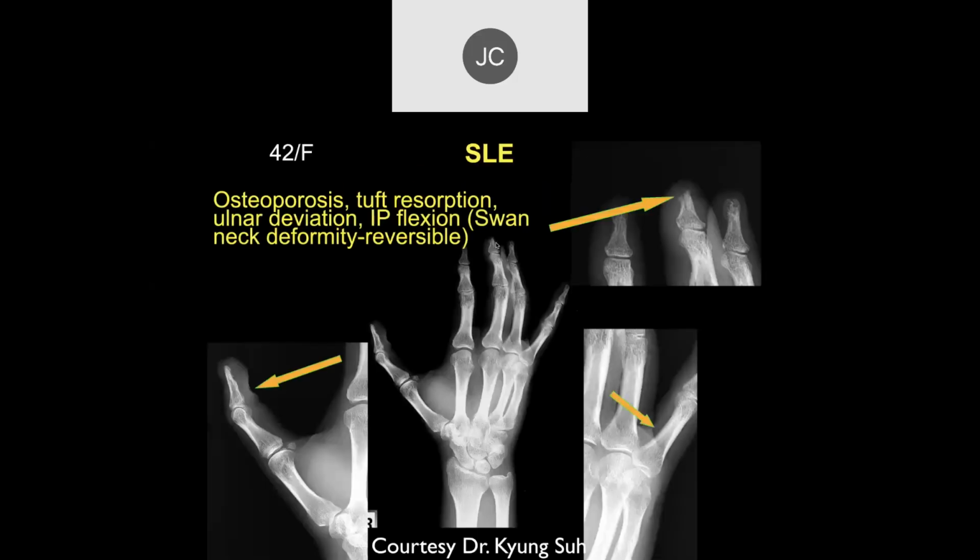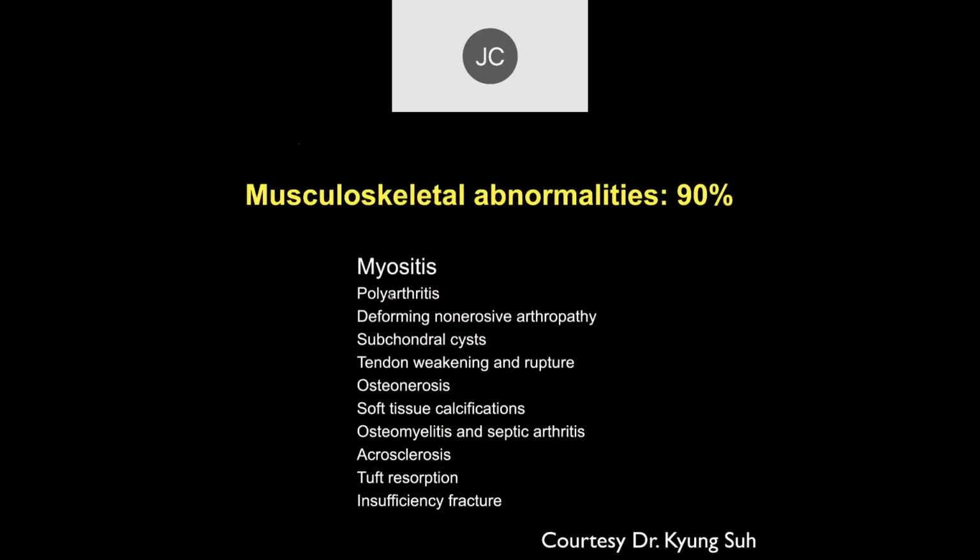Okay. So this is another case. This is systemic lupus erythematosus, which is another cause of acro-osteolysis, which you can see, and you can often get skin changes in lupus as well. Lupus has many different organs that it can involve. You can get myositis, tendon weakness and ruptures. It's commonly associated with osteonecrosis.